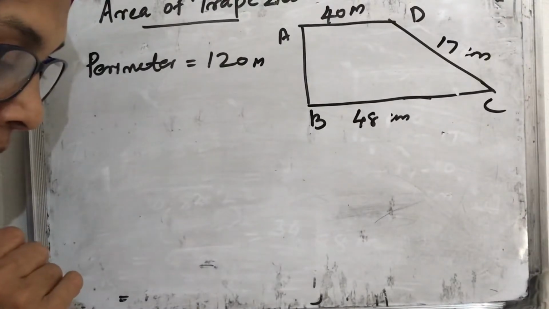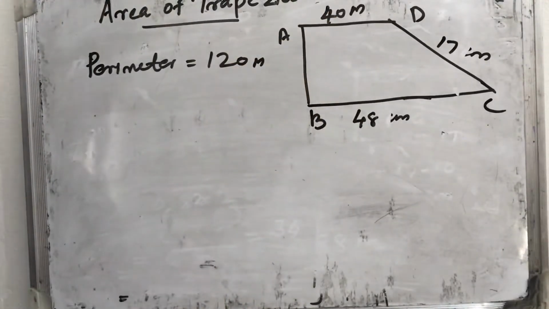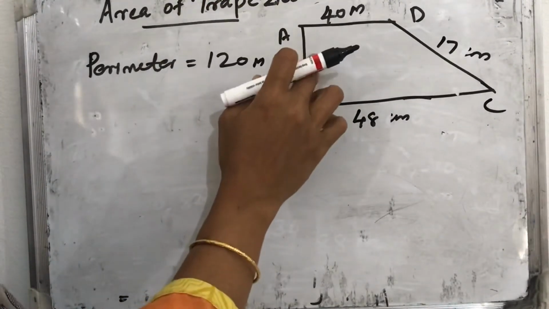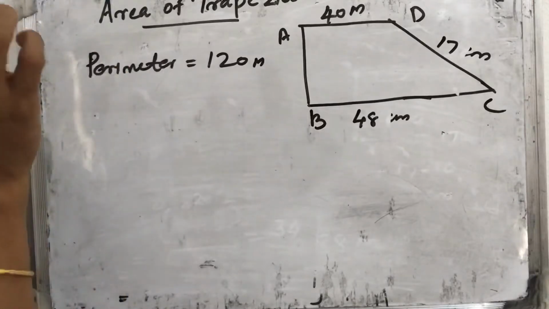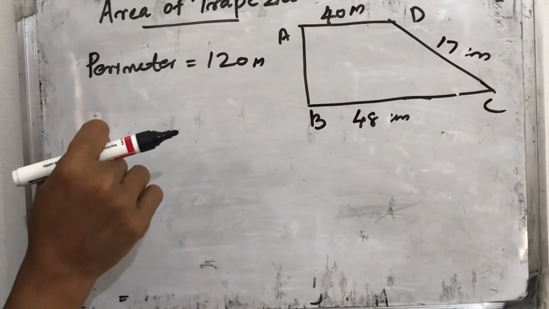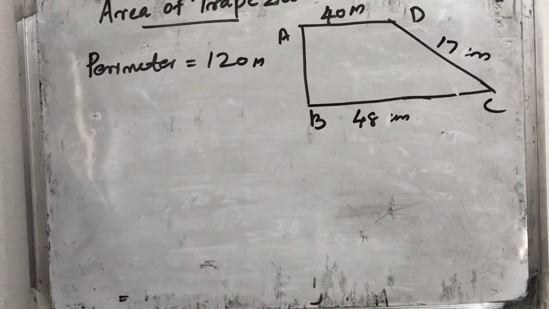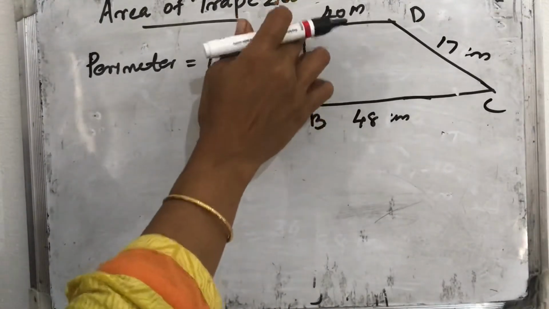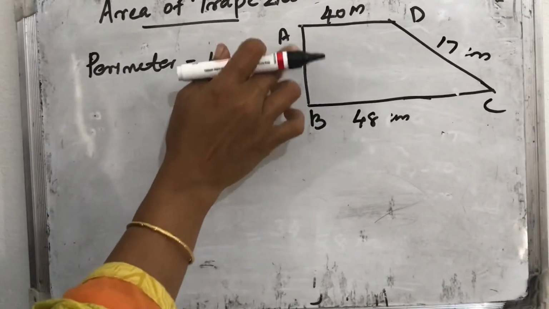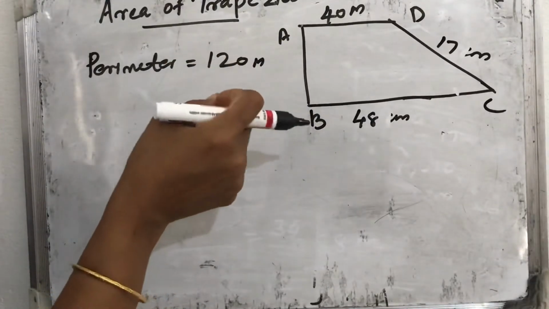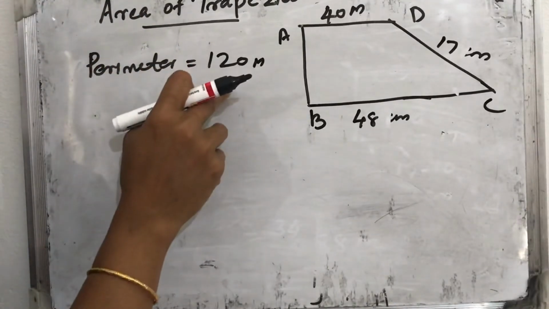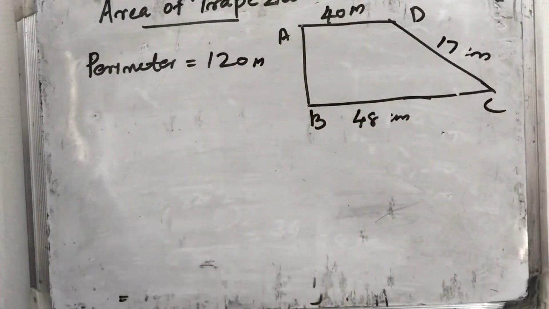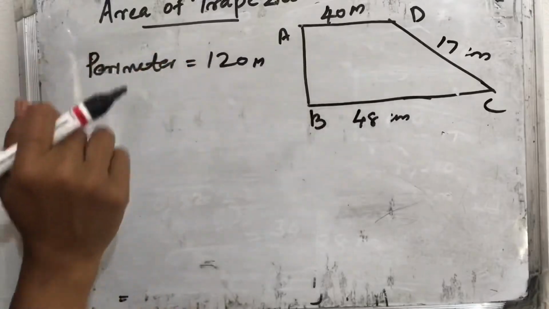And this side is not given. AB is not given. Find the area of this field. Here this side we don't know, but the perimeter of this shape is given, 120 meter. So at last you want to find out the area of this field. For finding the area of the field, we want to know the height. This is the height of this trapezium. But here we don't know the height of the trapezium. But we can find out the height from this perimeter. Perimeter is given 120 and all other sides are given. So it is easy to find out the side AB.